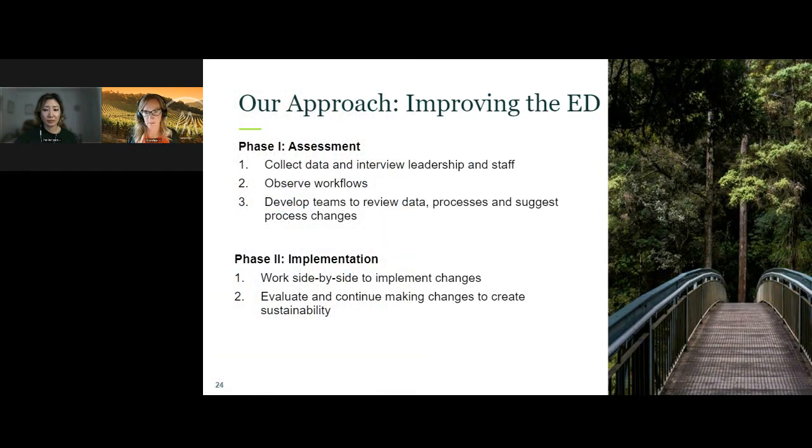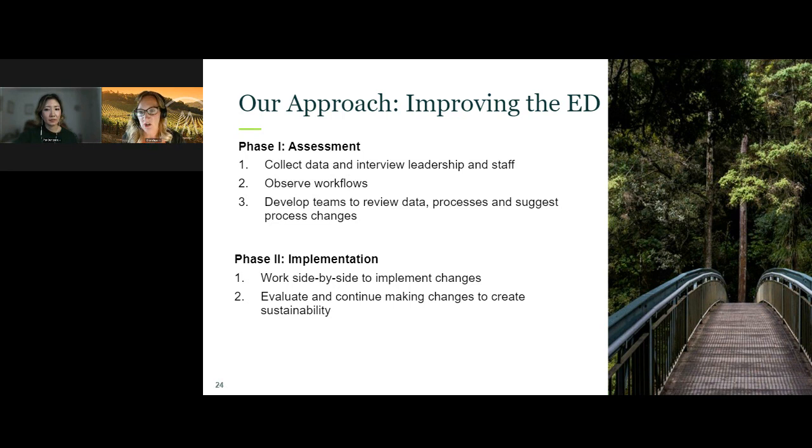So our approach, Moss Adams, if we were to come into your hospital, the first thing we would do is collect data. Obviously I've talked a lot about data here. You can't make decisions or strive for improvements unless you know your benchmarks and some of the timestamps that are needed to really make improvements. So I want to collect a lot of data, and I want to interview some of the staff and your leaders. And then I'm going to want to come into the department. I'm going to want to observe your triage. I want to take a look around, look at how you're using your waiting room, your hallway beds, things like that. And then we'll break out and develop some teams to review this data and suggest some changes.